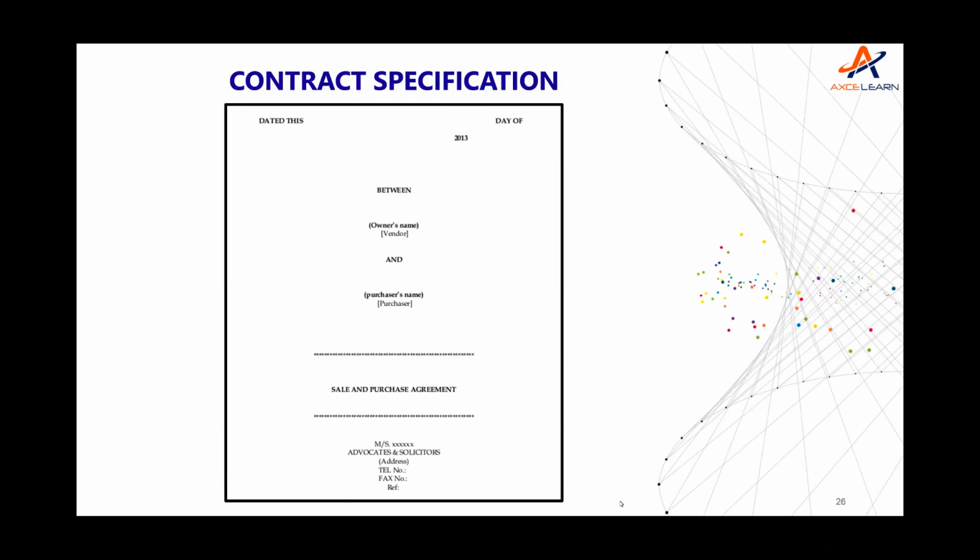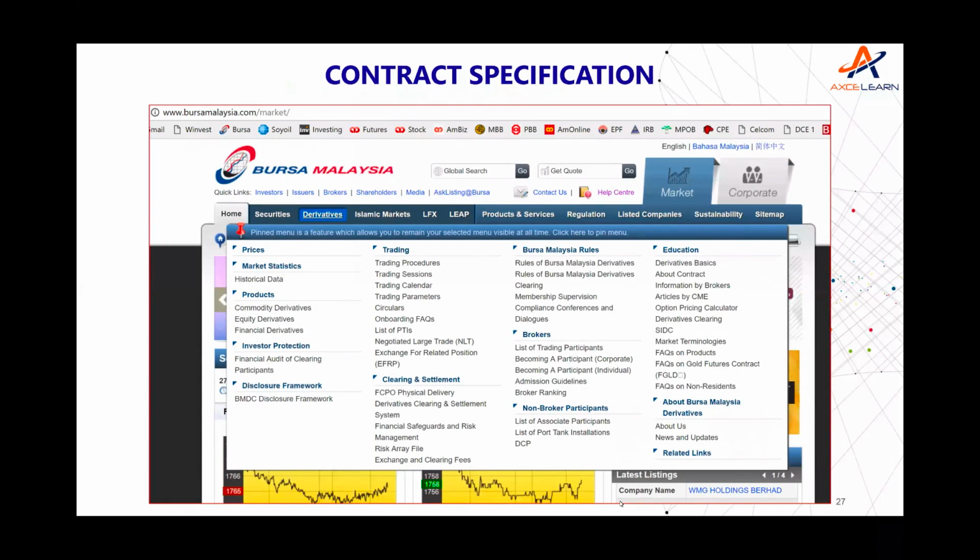Where do you get your contract specification? First, you go to bursamalaysia.com, then you click on derivative, and you click on products. I repeat, you go to bursamalaysia.com, you click on derivative, you click on products. For example, today we are going to talk about FKLI. It falls under equity derivative. So once you click on the product equity derivative, they will show you the contract specification.